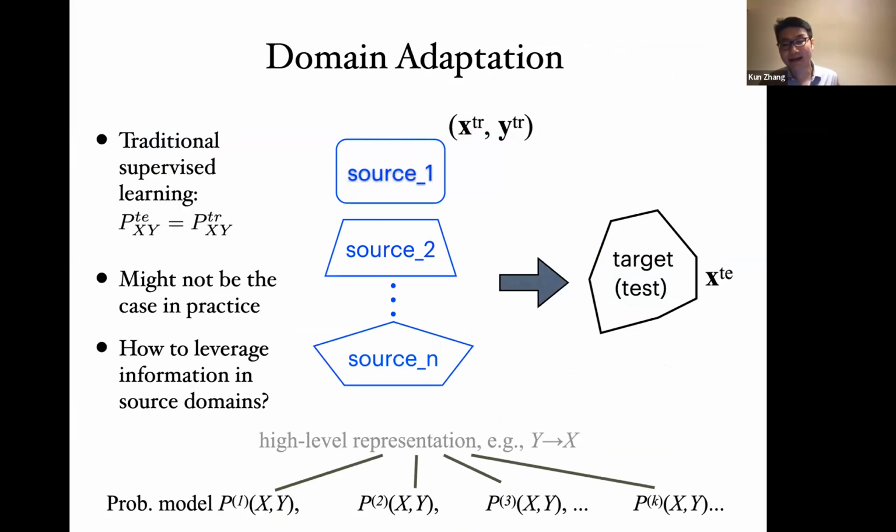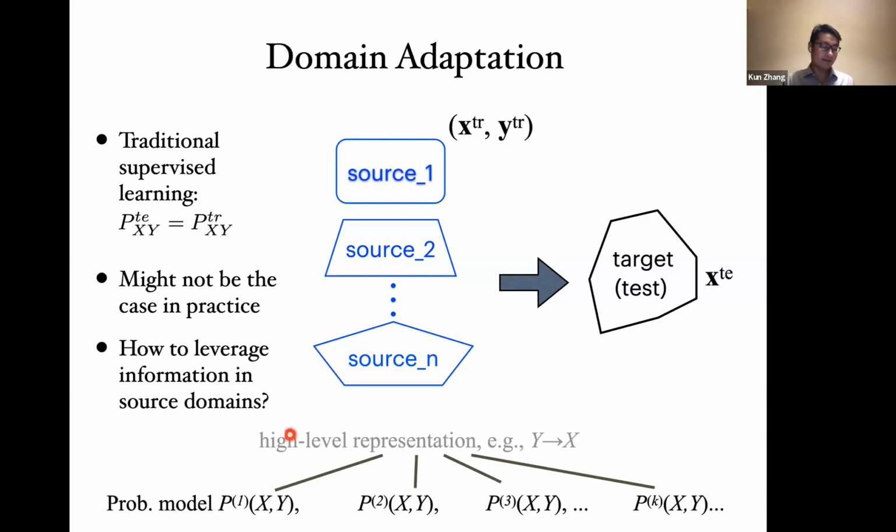And then we have a target domain. In the target domain, we don't have Y. We want to predict Y. So at first glance, you may say this problem is not well defined, right? Because there could be so many ways for the distribution to change across domains. In other words, you have to assume something.